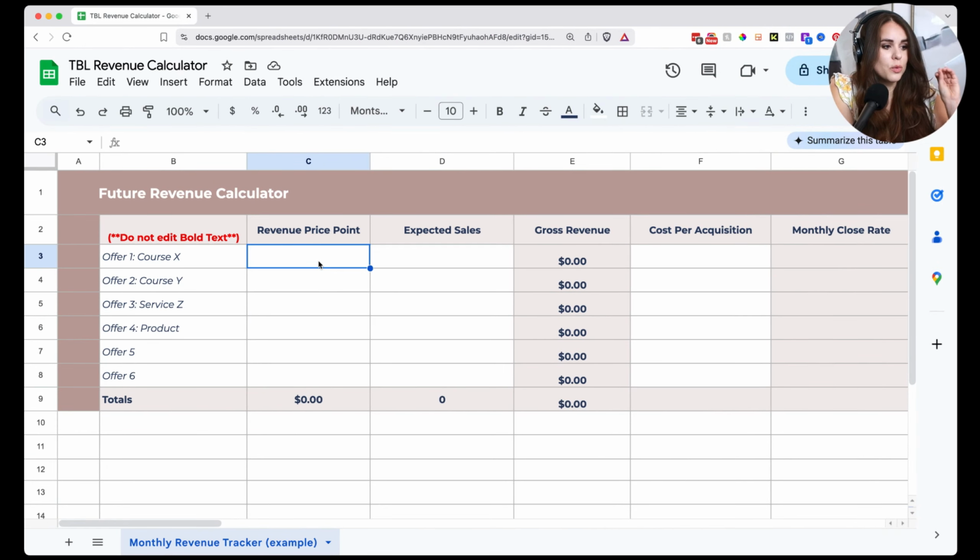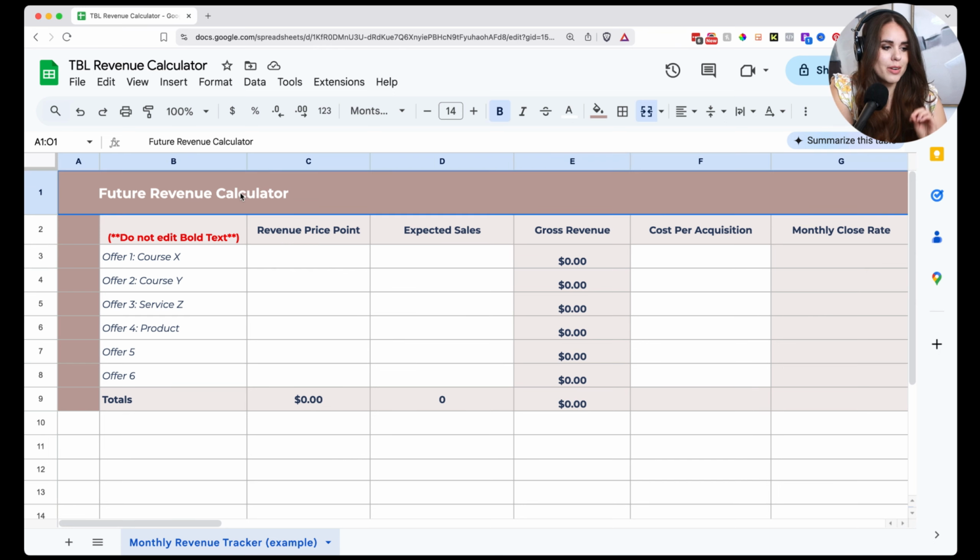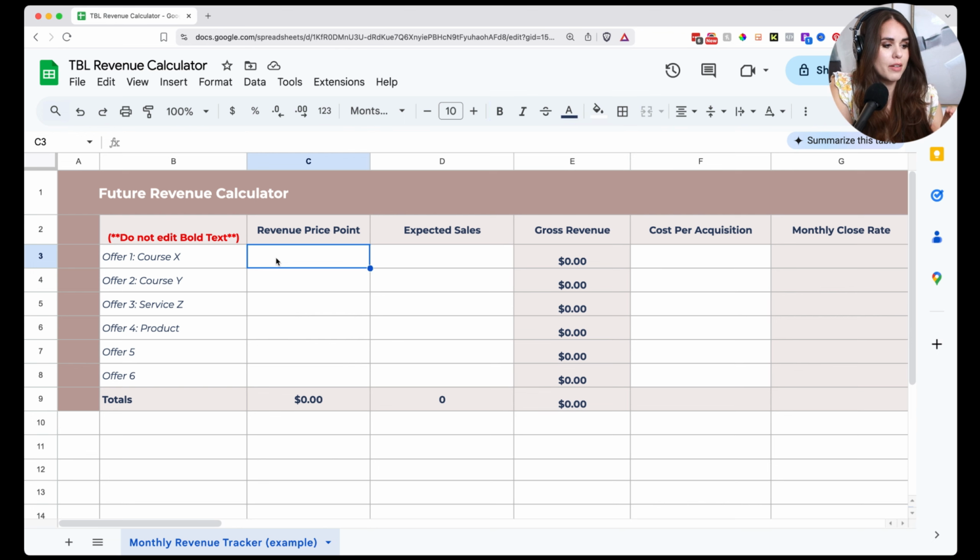All right, familia. So we are here inside my future revenue calculator template, and there's going to be a link below this video where you can download this free template. It's kind of like a baby version of what we share with our clients. And I want to show you, we're going to start right here at the revenue price point.